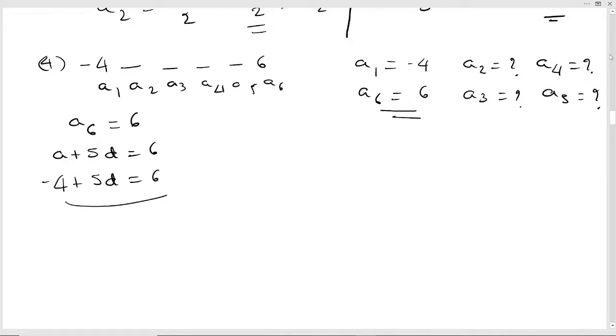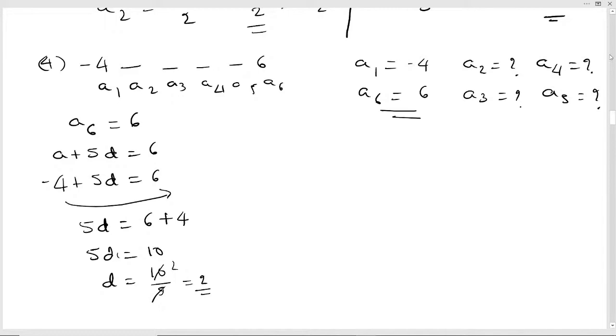Now just send the minus 4 to the right hand side. So therefore 5d equals to 6. If you send minus 4 to the right hand side, it will become plus 4. So 5d equals to 6 plus 4 is 10. So therefore d equals to 10 by 5. 5 1s are 5, 5 2s are 10. So therefore the common difference is 2. Okay, so common difference is how much? 2. Now we got the common difference and already they have given the first term. So therefore now it will be easy for you people to solve the given question.